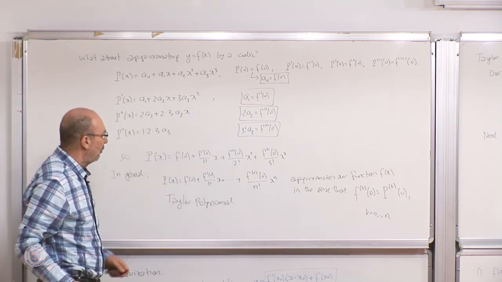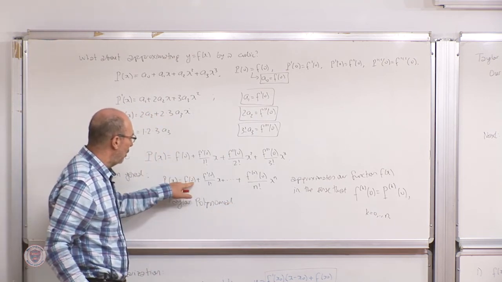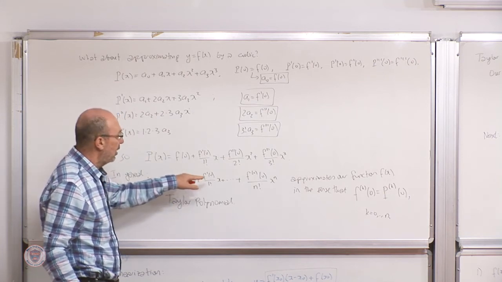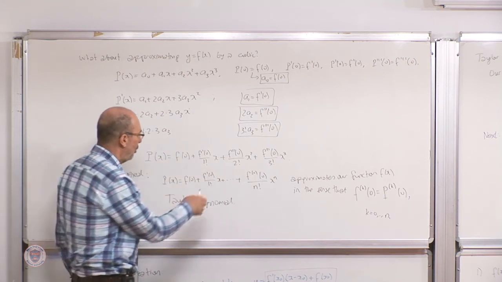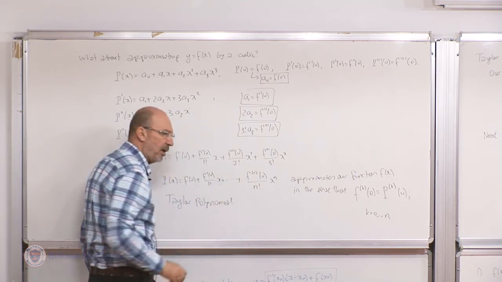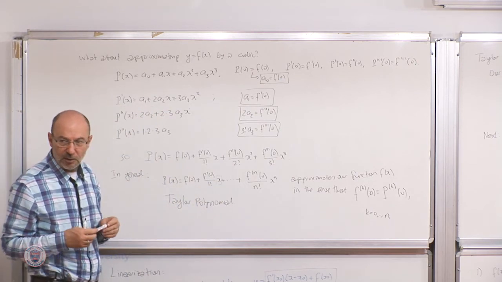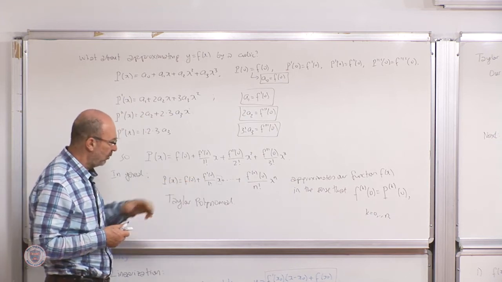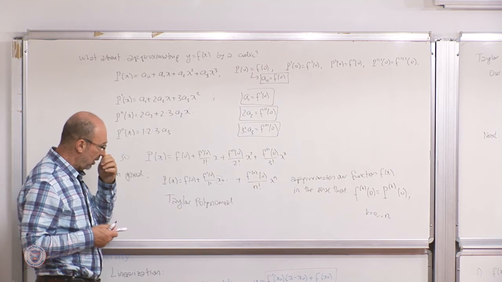of degree n around the point 0 of the function f. Okay? If instead of 0 we use x sub 0, all of these things would be replaced by x minus x sub 0. That's the only thing you do, just change coordinates. And instead of 0, you put x sub 0 here. But this is the general idea.